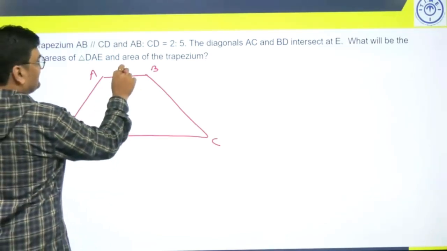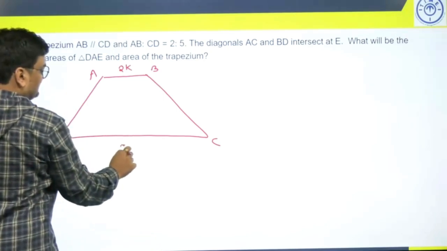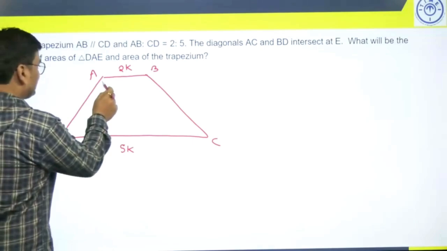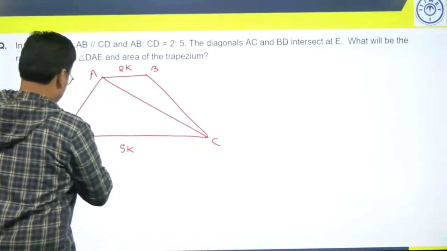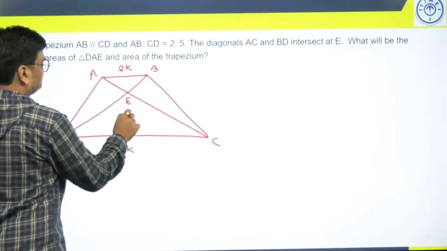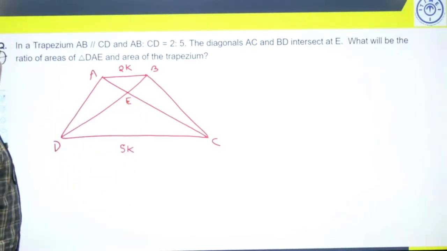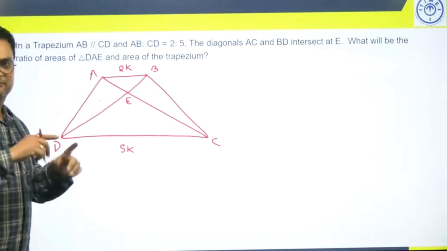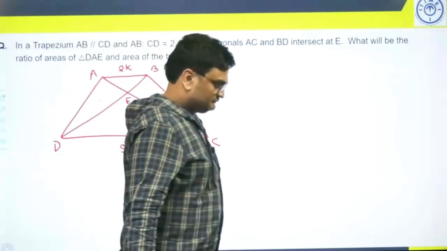So this is 2 parts, this is 5 parts. The diagonals AC and BD intersect at E. What will be the ratio of the areas of DAE, this triangle, and the area of the trapezium, the overall trapezium? What will be the ratio?